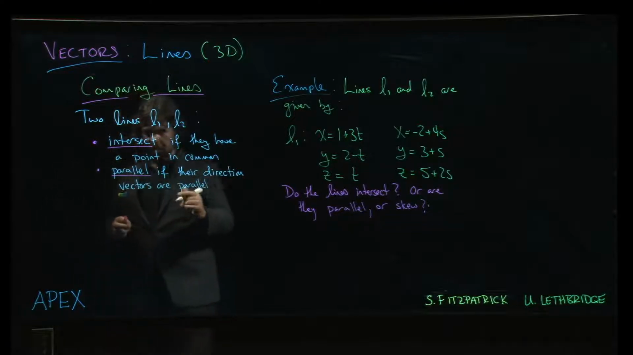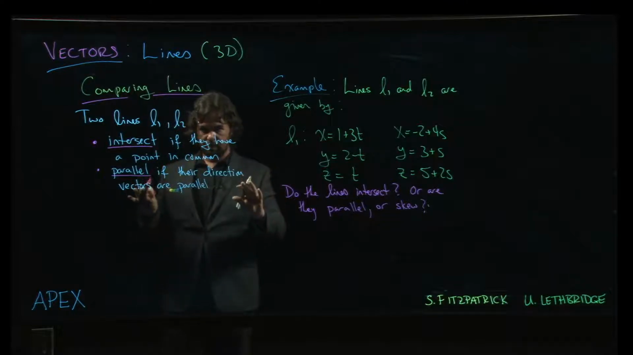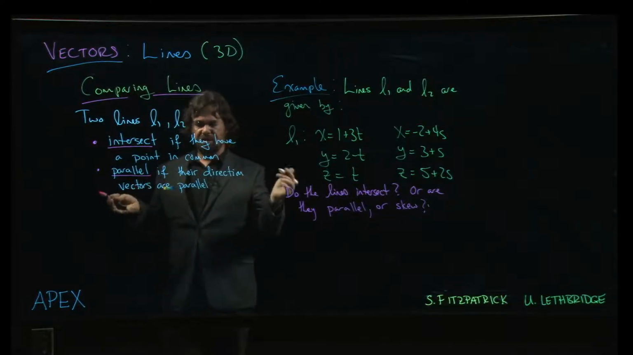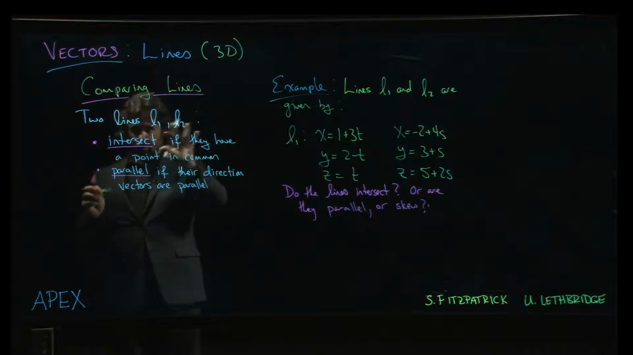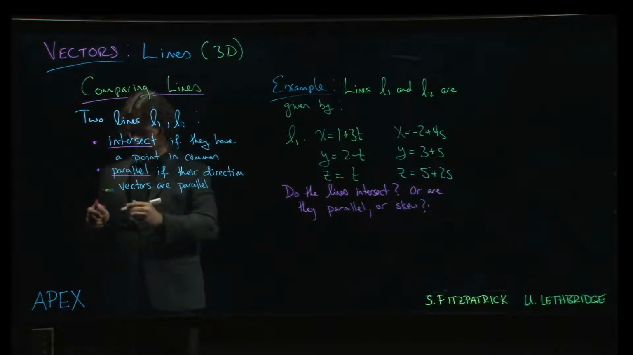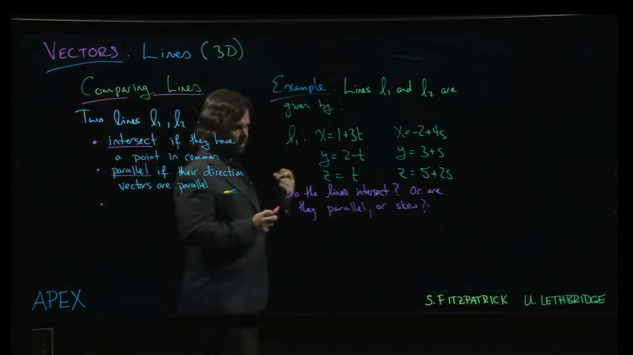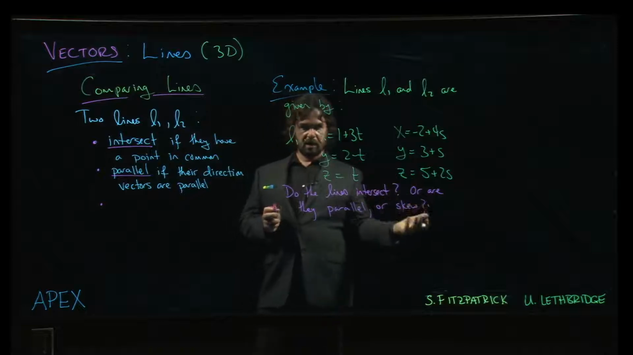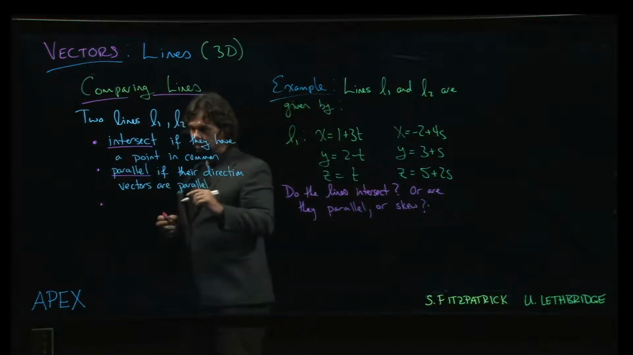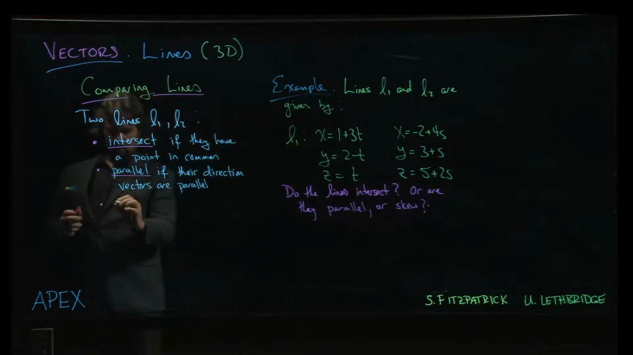And I guess we should specify that they don't intersect, because otherwise they're the same line. So we'll assume that these are two different lines, okay? Although that is a possibility. And there's a third possibility that we don't have in 2 dimensions. Either lines are parallel or they intersect, and those are the only two possible scenarios. But in 3 dimensions, there is a third possibility.